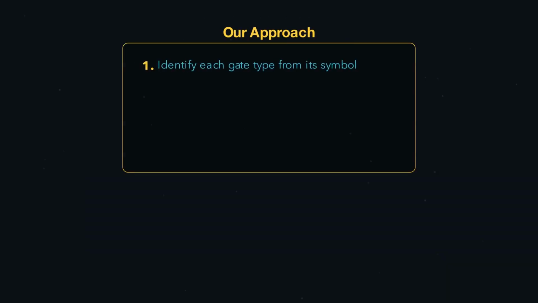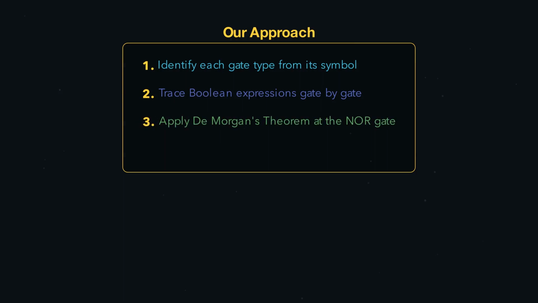Here's our approach. First, we'll identify each gate type from its symbol. Then we'll trace the Boolean expression gate by gate. The key move is applying De Morgan's theorem at the NOR gate.